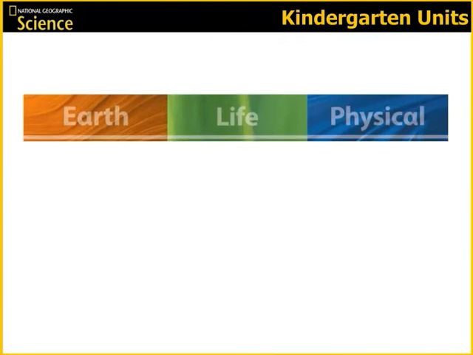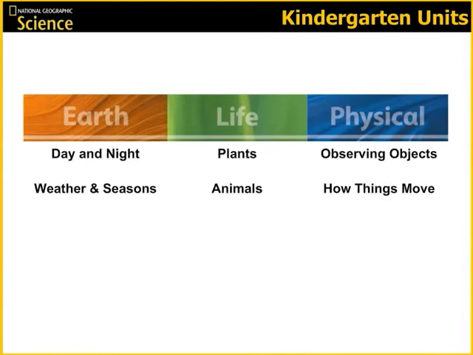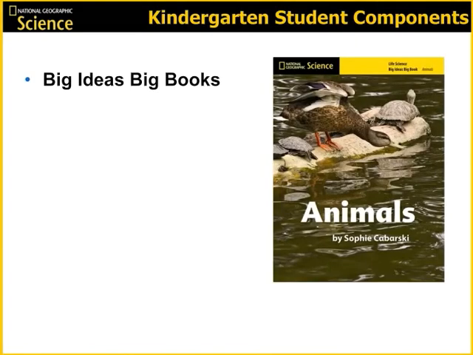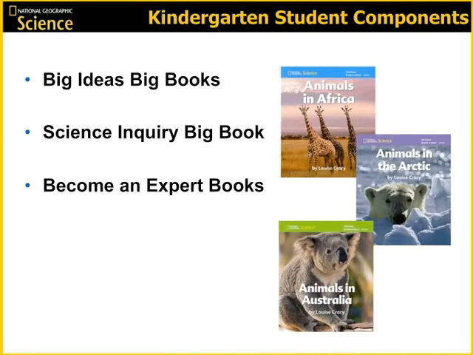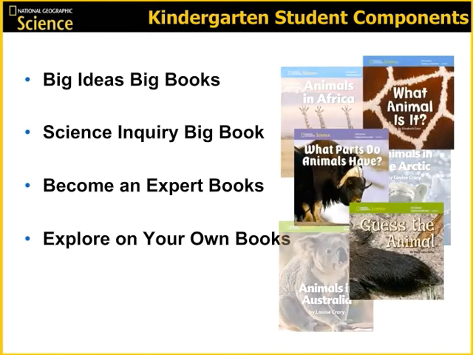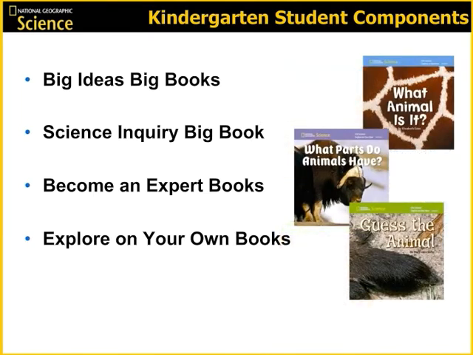There are 3 units available for kindergarten: Earth, Life, and Physical. And within each of those units, there are 2 parts, as you see here. For each unit, students will be working with 2 big idea big books, 1 per part, and a science inquiry write-on, wipe-off big book. They will also have access to 6 Become an Expert books per unit and 6 Explore on Your Own books per unit.